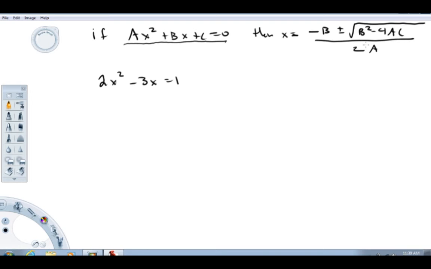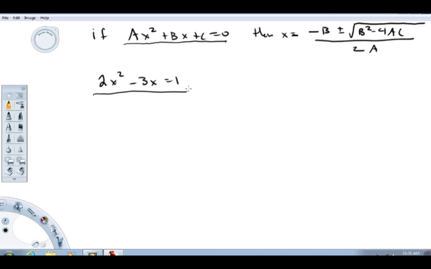Quadratic equations come up in physics quite a bit, and usually the equations in physics are not factorable. So usually the quadratic formula is what I'd call my go-to method here for solving these types of things. So here's an example of an equation that I've written out: 2x squared minus 3x equals 1.